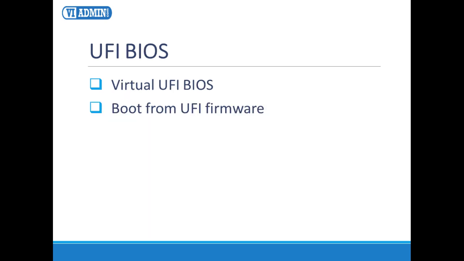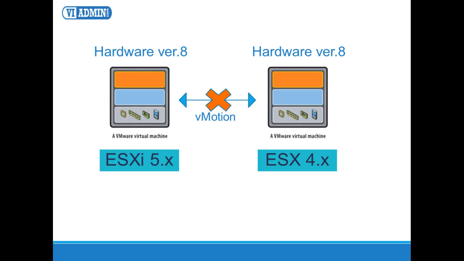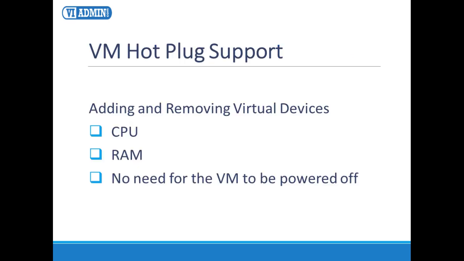UEFI Virtual BIOS: virtual machines running on ESXi 5 can boot from and use the Unified Extended Firmware Interface. Virtual machines with hardware version 8 can only run on ESXi 5 or higher, and if you have any ESX 4.x hosts in your environment, you cannot vMotion between ESX 4 and ESXi 5. Hardware version 8 virtual machines cannot power on ESX 4 hosts. It's better to avoid using mixed mode, ESX 4 and ESXi 5, and instead have the entire environment run either version 4 or 5. What else?